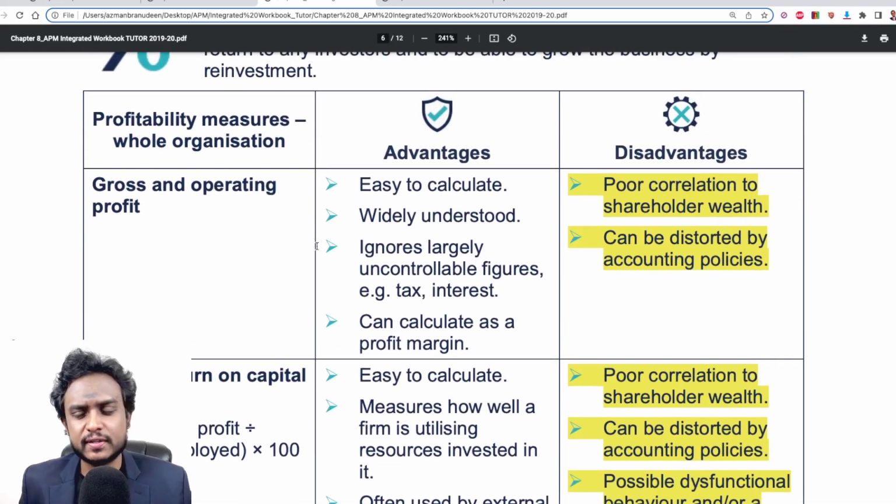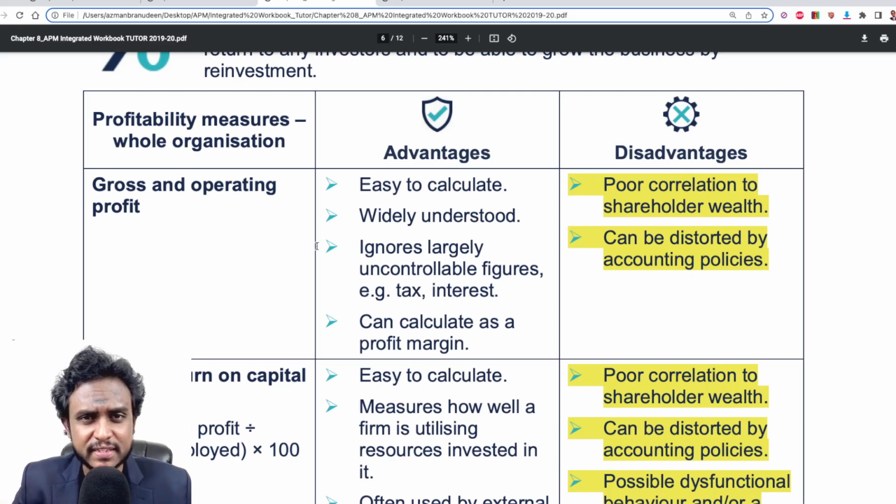So as you know, the ratios, you have used them consistently. It would be quite foolish of me to do an F3 lesson here. On ratios, gross and operating profit, you know exactly how those are calculated. They're easy to calculate, widely understood, ignore largely the uncontrollable figures like tax and interest, and can be calculated as a margin for comparable purposes.